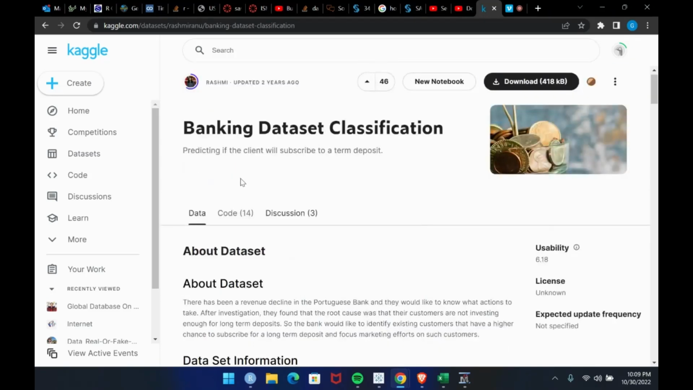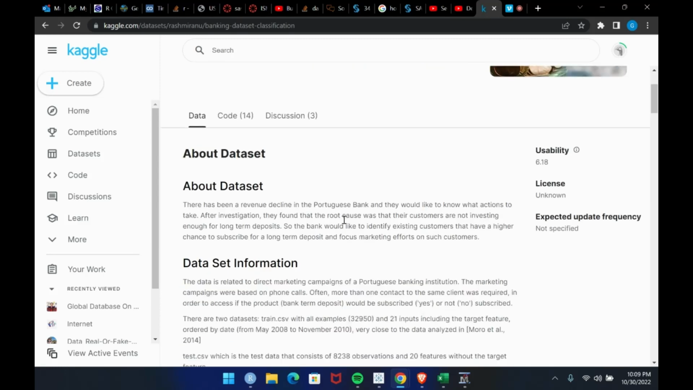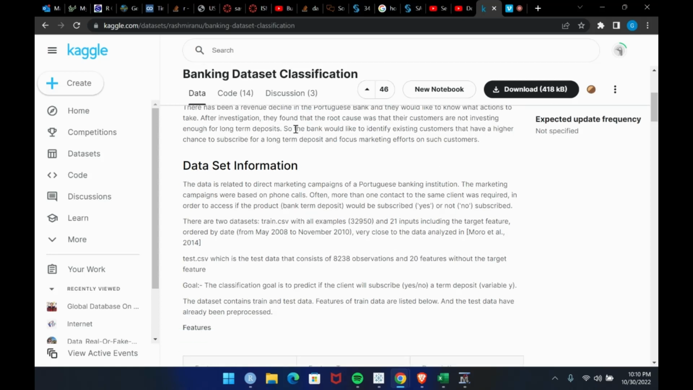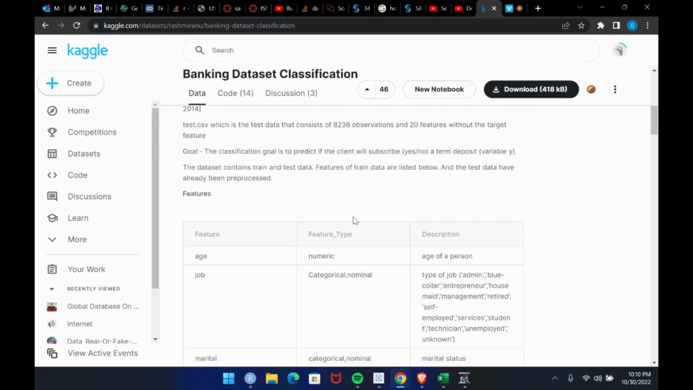Hello, this is Gagandeep, and today we're going to look at a data mining exercise involving a banking dataset classification. Here we have a Portuguese bank that is seeing a decline in revenue, and they have investigated why this decline happened, and they found out that the root cause was their customers are not investing enough in long-term deposits. So the bank would like to run a target marketing campaign and identify those customers that have a higher chance of subscribing to a long-term deposit.